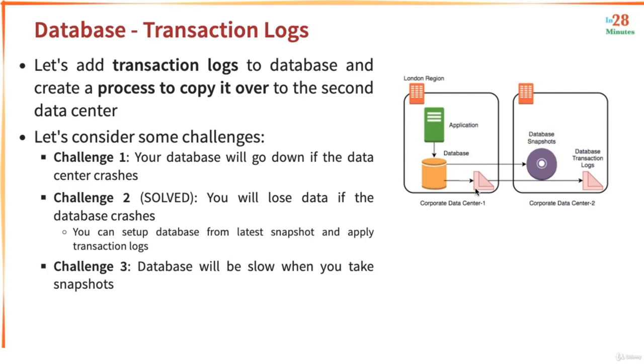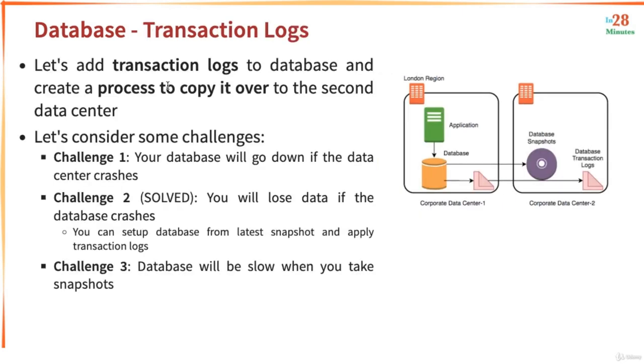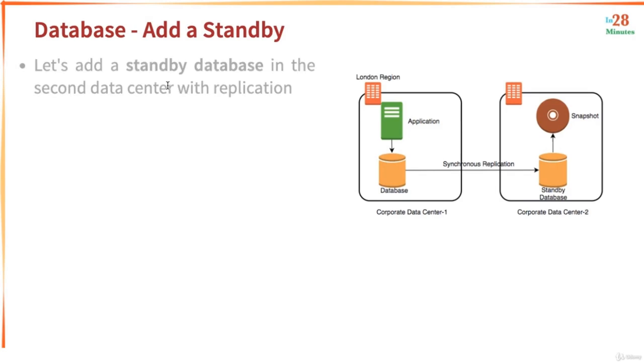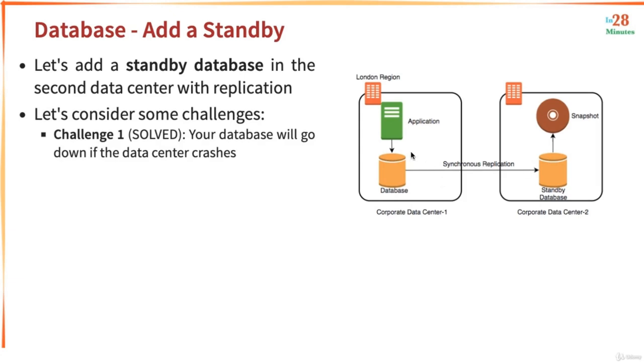Think, and how do we solve challenge 2 and challenge 3? That's where we add in a standby database. Now, what we'll do is we'll look at one of the options, which is to add a standby database. So what we'll do is we'll add a standby database in the second data center with a synchronous replication. What would happen? Challenge 1 is solved. What will happen if your database goes down? You have a standby database. You can immediately switch the application to use the standby database.